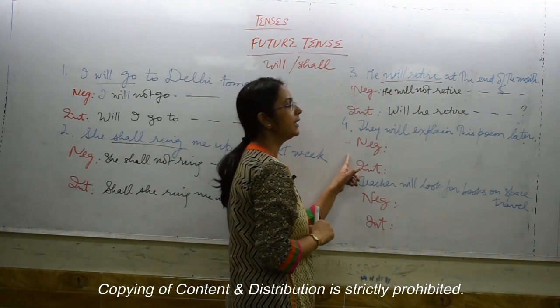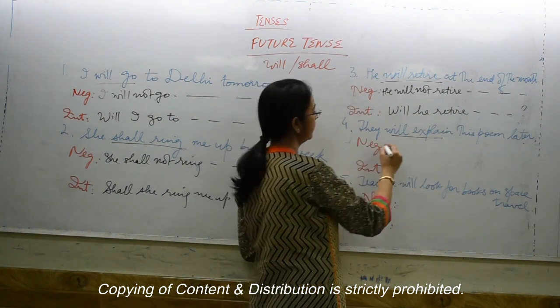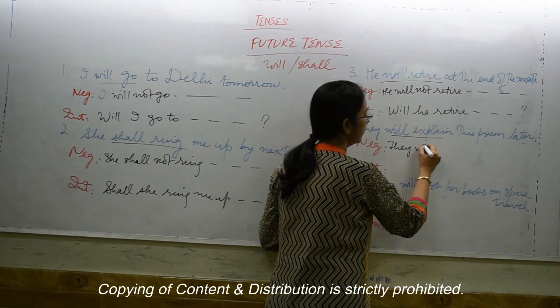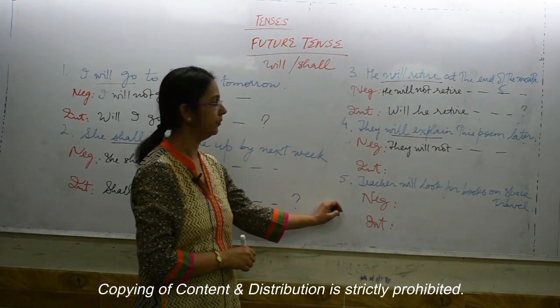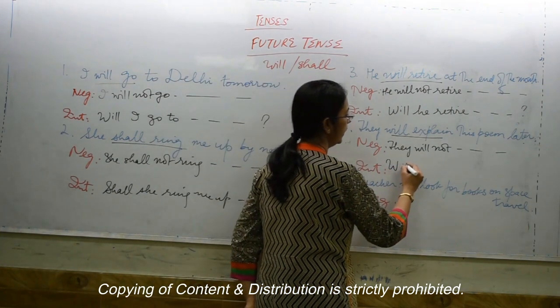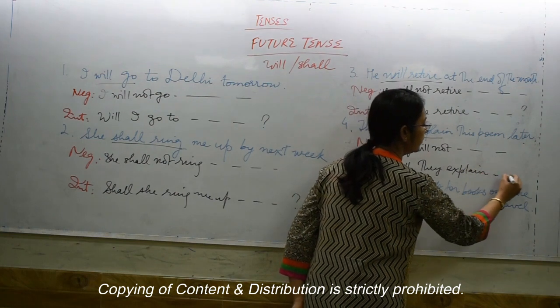Now, they will explain this poem later. Negative: they will not explain this poem later. And will they explain this poem later?